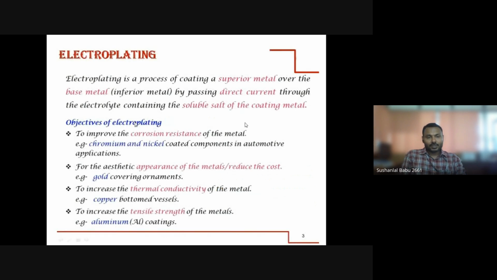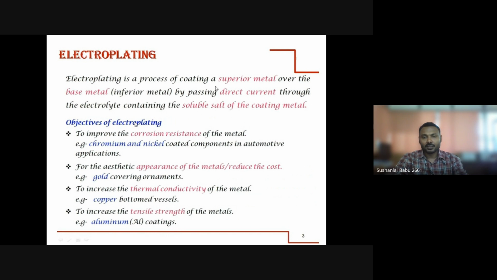So, we'll go to the definition of electroplating. Electroplating is a process of coating a superior metal over base metal by passing direct current through electrolyte containing the soluble salt of the coating metal. So there is a superior metal, which metal we selected to coat, means it has higher properties, higher strength. That metal we will select to coat.